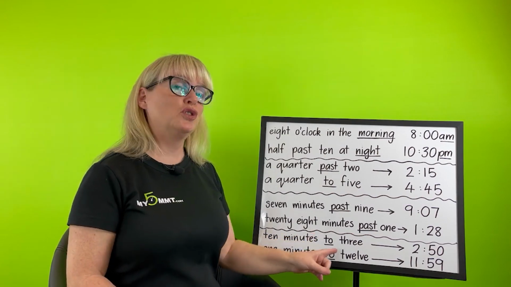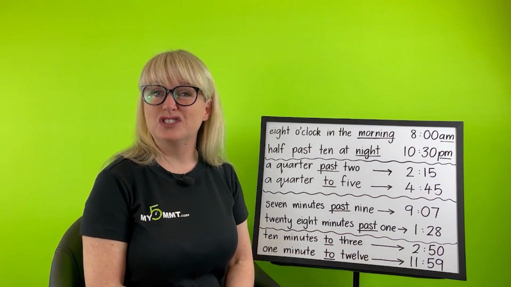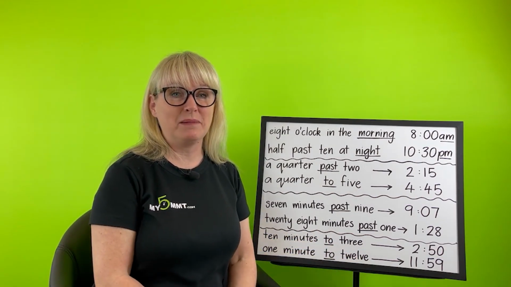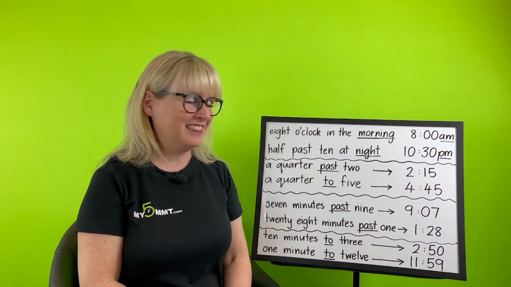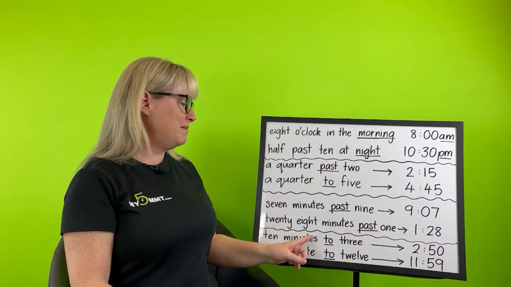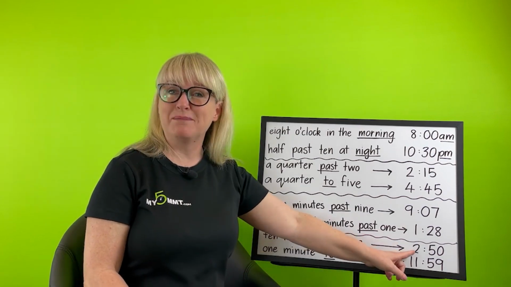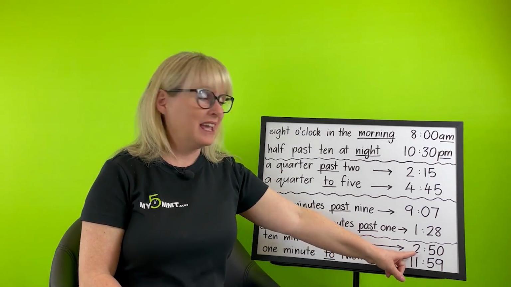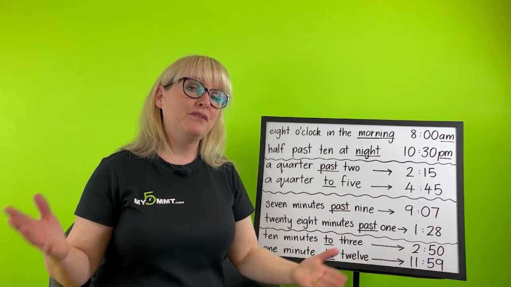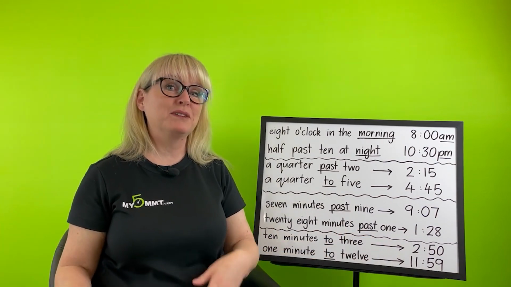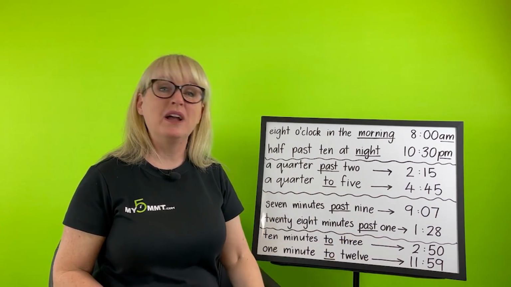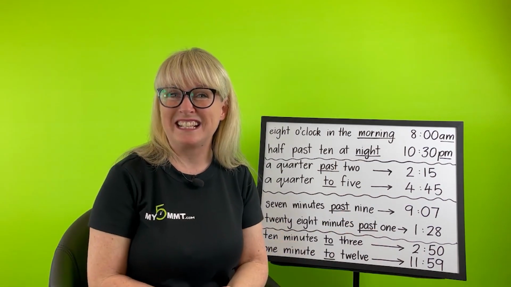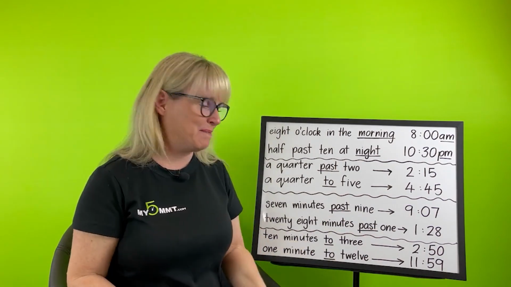10 minutes to 3. Remember when it says to, it's not that time yet. It's on the way to being that time. So it's 10 minutes to 3. We put a number 2 for the hour. And then 50. Well, 50 minutes must have gone past because we've got 10 minutes to go. And we know that 50 and 10 make 60 minutes, our unit of time.